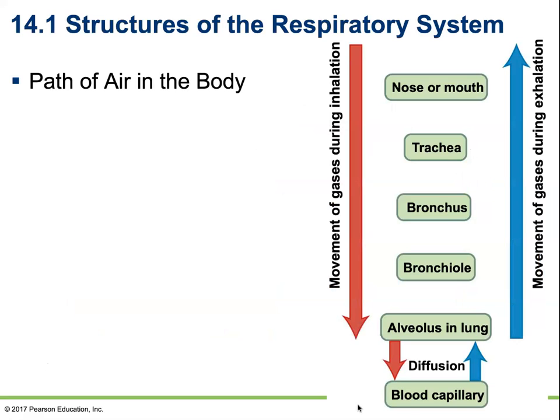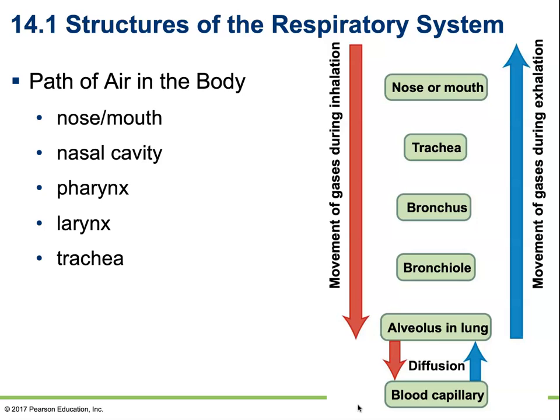For structures in the respiratory system, we're going to go through the path of air in the body. We're going to start with our nose or our mouth. We're going to breathe in past our nasal cavity, through our pharynx, down our larynx, into the trachea, from the trachea into the bronchial tree, and then once we're in the bronchial tree, we'll go to the alveoli in the lungs. Once we're in the alveoli in the lungs, we can pass oxygen and carbon dioxide back and forth through simple diffusion.